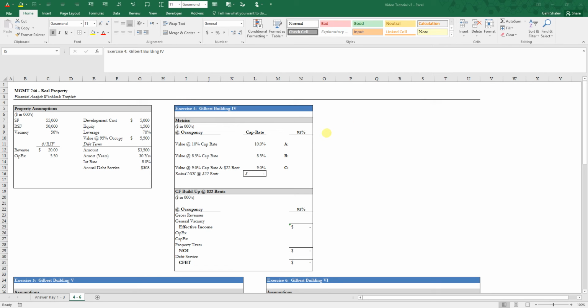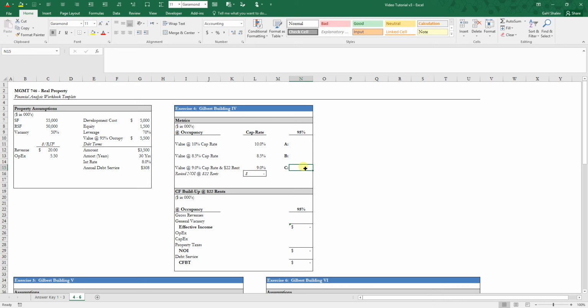Exercise number 4 has 3 parts. It first asks you for the value of the building under 2 different cap rates. It then adds an additional variable for the third part and asks you to determine value under both a different rental rate per square foot as well as a different cap rate.